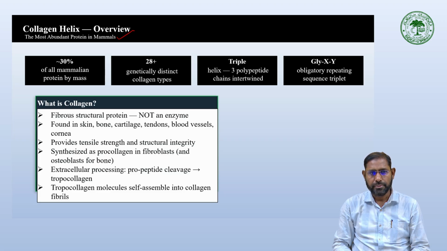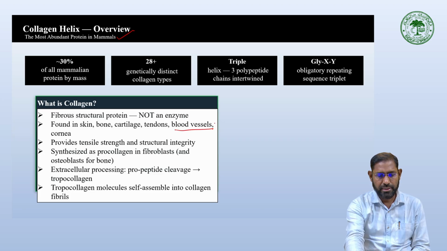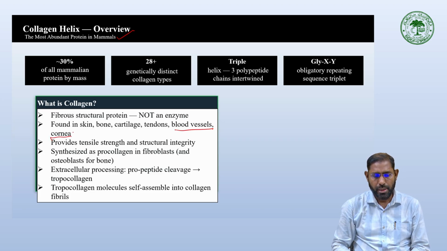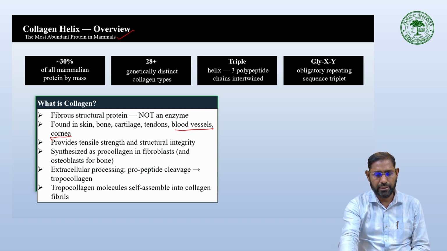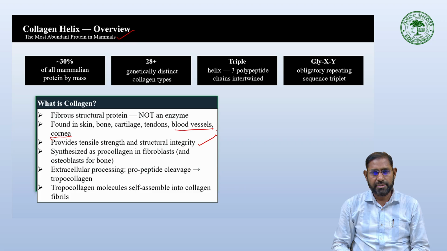What is collagen? It is a fibrous structural protein. It is not an enzyme. It is found in the skin, bones, cartilage, tendons, blood vessels, and cornea, and provides tensile strength and structural integrity. It is synthesized as procollagen in fibroblasts, and also in osteoblasts for bone, and undergoes extracellular processing like propeptide cleavage to form tropocollagen.